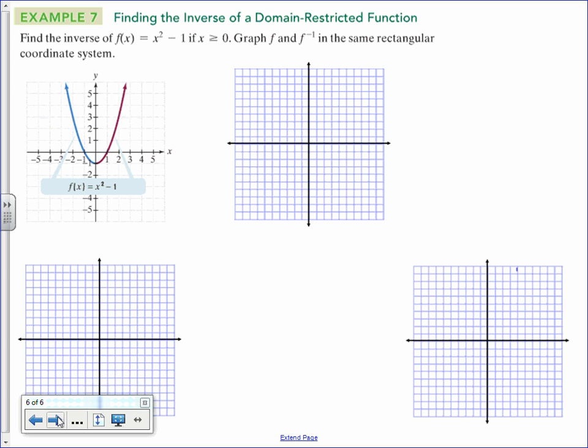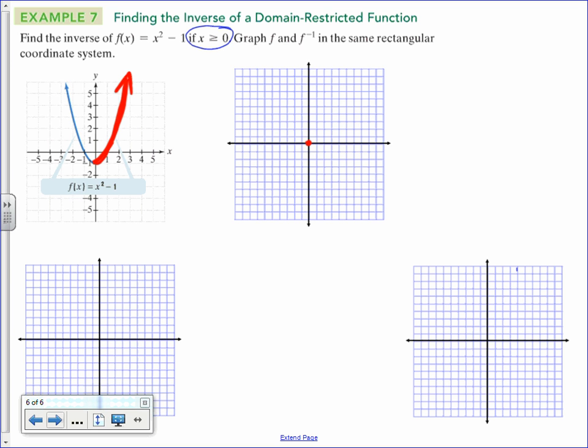And actually, they're doing it for us already. So they want us to take all the x values that are greater than or equal to 0. So what we're going to take is this red part of the function. So let's go ahead and graph it here.